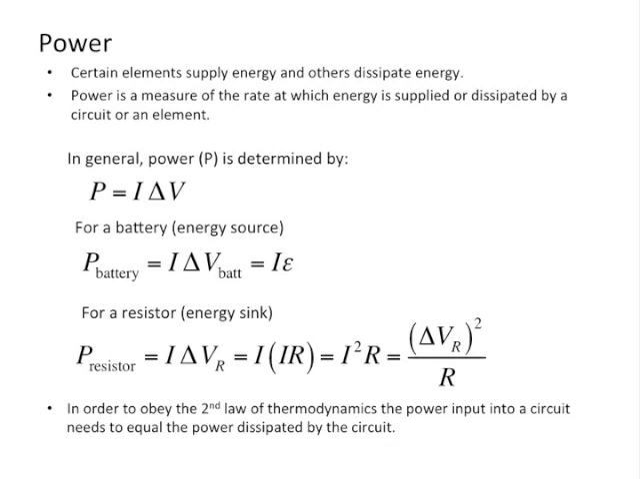So power. This is just going to be a standard definition. Certain elements supply energy, others dissipate energy. How do we calculate the amount of energy supplied or dissipated? Well, that's the power. In general, we define the power to be the current times the change in potential. For a battery, which is an energy source, the power of the battery is equal to I times the change in potential of the battery, or I times the EMF of the battery.